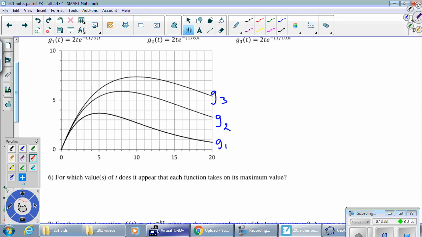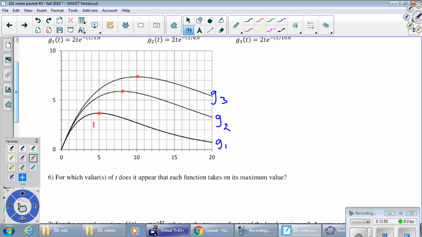Number 6 says, for what values of t does it appear each one takes on its maximum? So let's put a dot at the max for each curve. It looks like it's there, and then maybe here, and then right around here. On the previous question, all of the maxes were in a vertical line. They all happened at t equals 5. But here, the t is changing, in addition to the y coordinate changing.